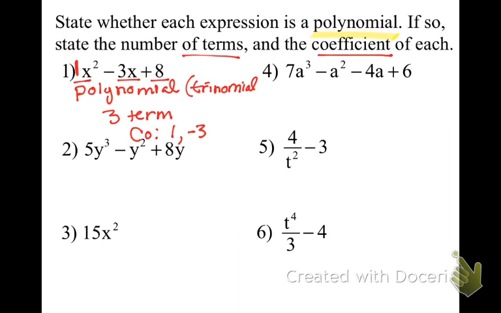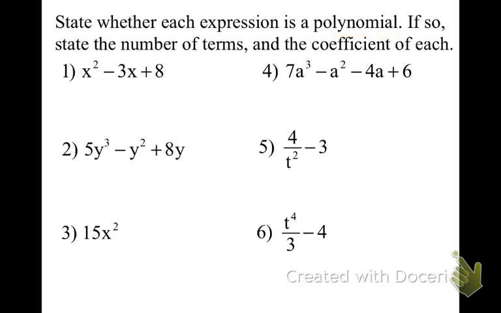Okay, one more time. Number 2 is a polynomial. And it has 3 terms. And the coefficients are 5, -1, and 8. Pause the recording and try number 3 through 6.